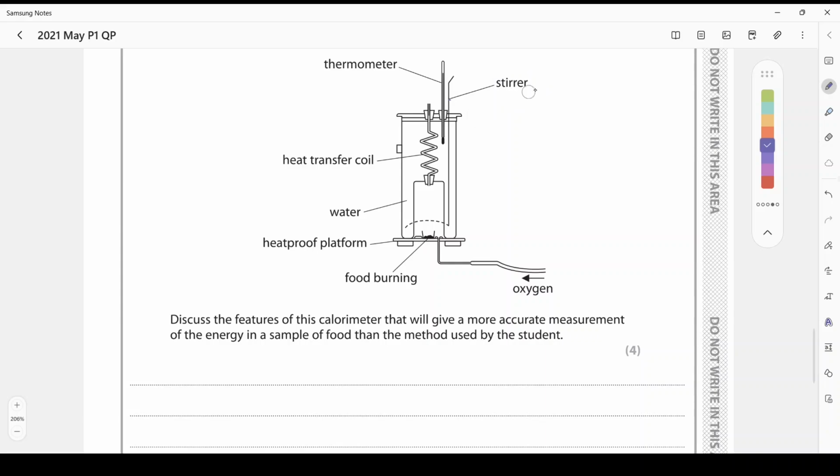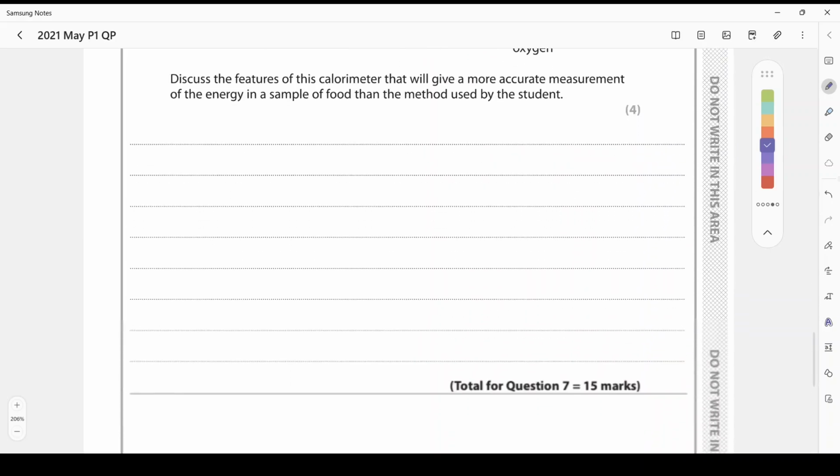And then lastly, we have oxygen supply. And the reason why that's important is because it ensures complete combustion. And when complete combustion occurs, it allows for all of the energy in that food to be released. All right, let's write that down.